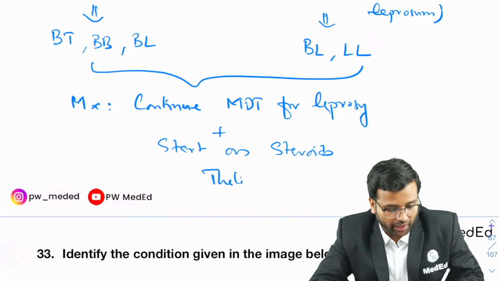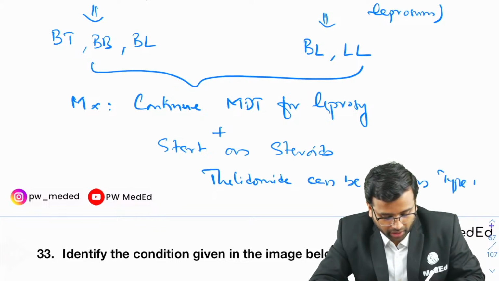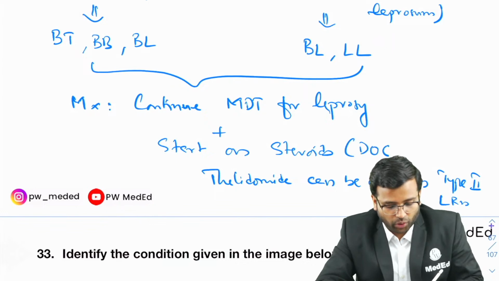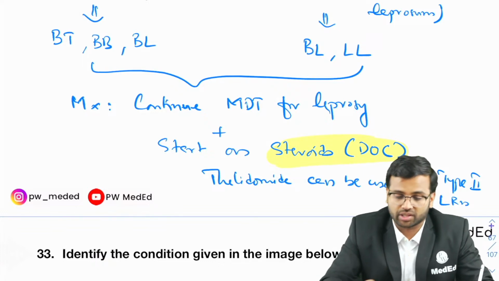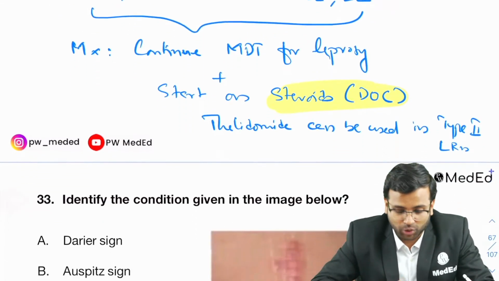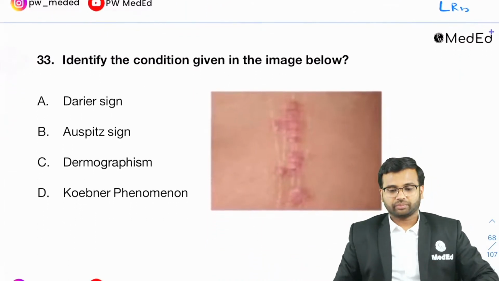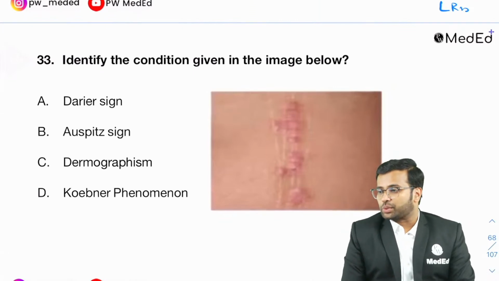Okay, thalidomide can be used in type 2 lepra reaction. But steroids are going to be the drug of choice. Remember that prednisolone or systemic steroids are going to be the drug of choice. So very good. All of you seem to have done a very good revision. So now let's move to the next one. I hope it is clear. So now let's continue to the next question.